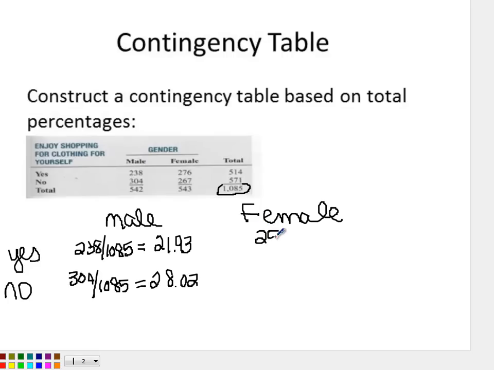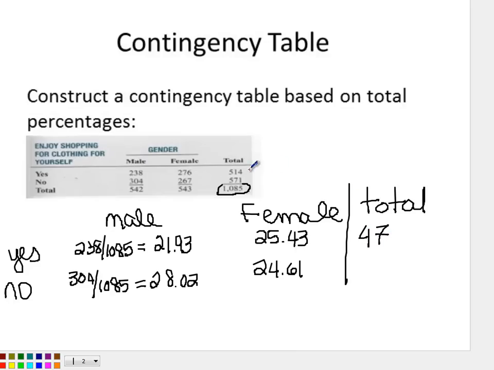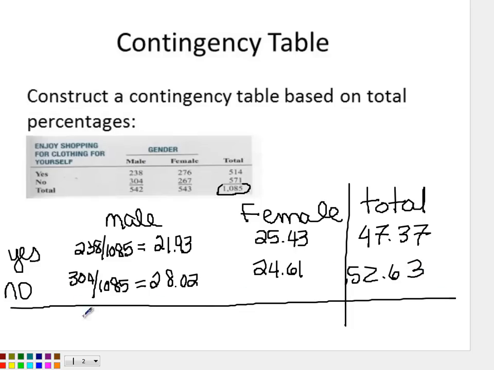So I'm just going to write the rest of the numbers in here. And remember, when you do it on your calculator, there will be decimals. You just have to change them to a percent by moving it over two decimal places to the right. And I'm also going to do it for the total column. For this one, you're going to take the 514 and divide it by 1085. Okay. And then I'm going to do the total row at the bottom. I get 49.95 here and I get 50.04.